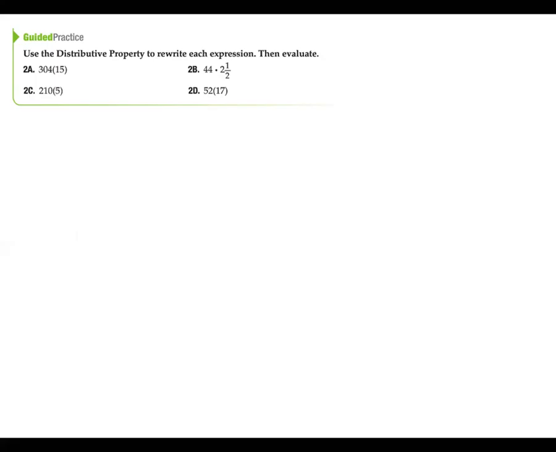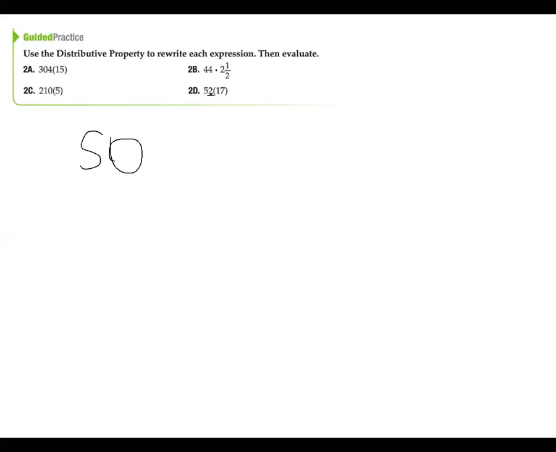All right, and the last one. I think it's going to be easier to break the 52 up into 50 and 2 rather than do 10 and 7. Okay? Usually, if it's a problem similar to this where neither one of them ends in a 0, whichever one is closer to a multiple of 10 or a multiple of 100, use that one and break that one up.